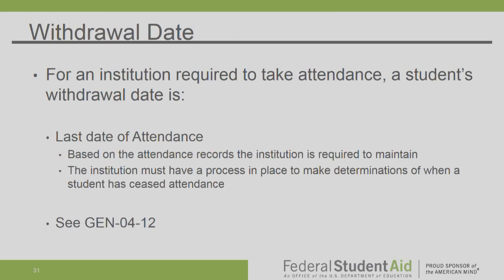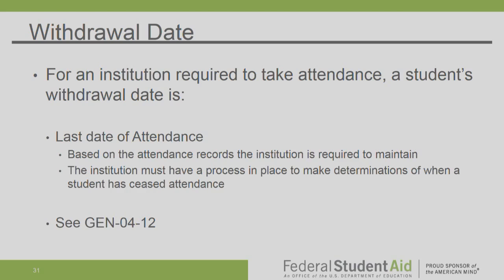For an institution that is required to take attendance, a withdrawal date is the last date of attendance. It's pretty simple. It's based on the institution's attendance records that they have to maintain. The institution, though, must have a process in place to make determinations when a student has ceased attendance, and they have to do so pretty quickly.